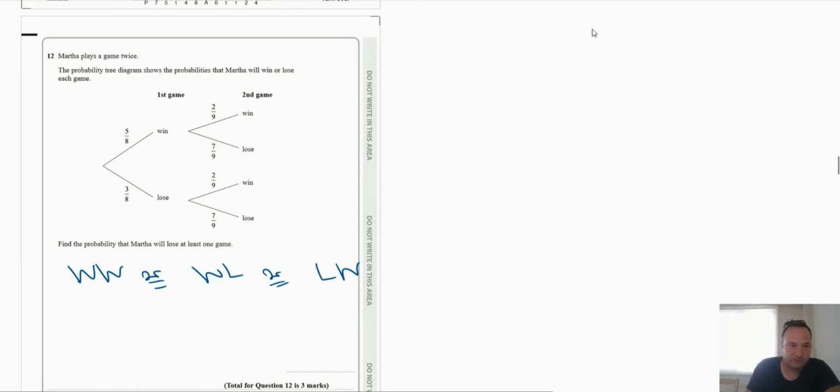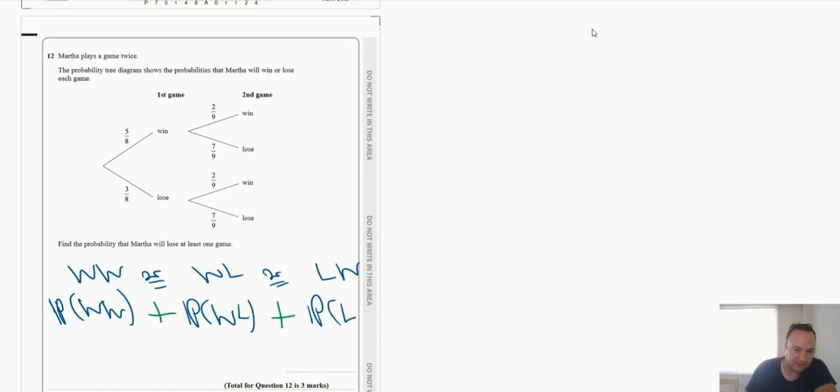Now, the most important thing with probability, guys, is that "or" is associated with adding and "and" is associated with multiplication, as we'll see. So what we need to do is work out the probability of Martha winning both games. Since it's an or situation, we are adding the probability of win-lose plus the probability of lose-win. So win-win, both events have to happen in such a way that Martha wins both games. So winning the first game and winning the second game means that we take 5 over 8, and we multiply 2 over 9 because both games have to be won together.